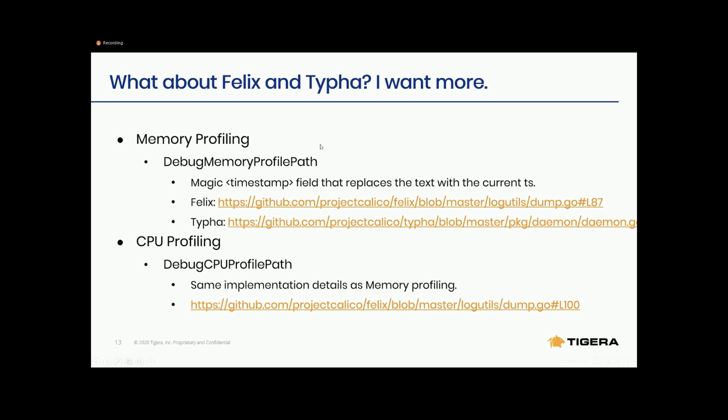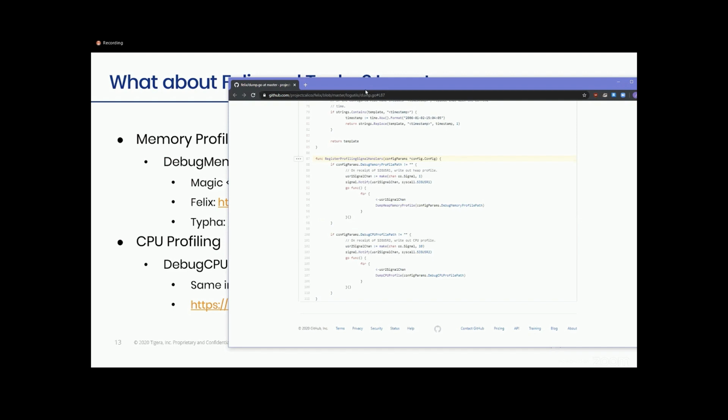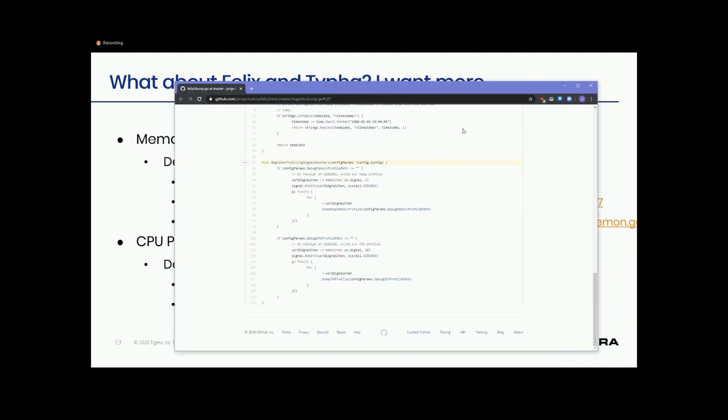So I included in the deck where we actually have the code for this. If you know Golang, you can click on these links and go inspect the code, and we can actually do that right now. So we can see here when we send user signal 1, we write out a heap profile of the memory usage that is currently in use by Felix.